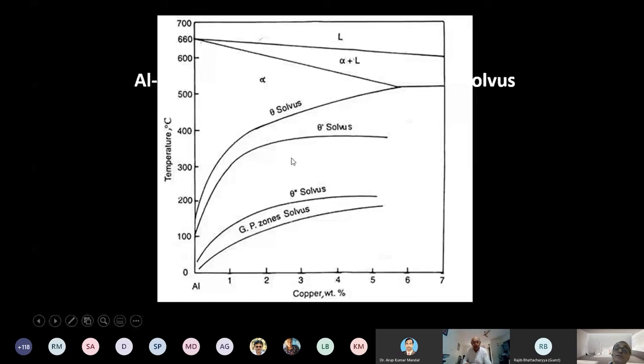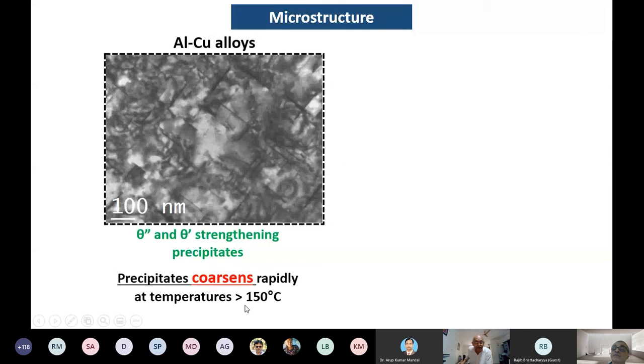And therefore the matrix is very stable. So you can have a material which will strengthen the aluminum alloys. Theta prime can strengthen the aluminum alloys at least up to 300-350 degrees centigrade. But as I've told you, above 150 degrees centigrade, it coarsens.